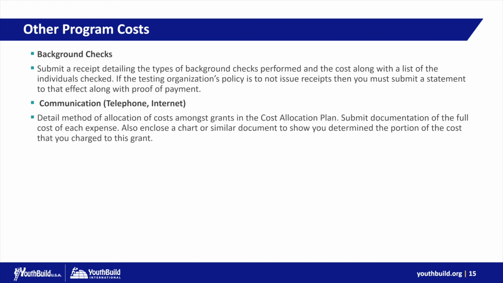If you're submitting communication costs such as telephone or internet, we would like to see a detailed method of allocation of costs among grants in your cost allocation plan. Please submit that documentation of the full cost of each expense and also enclose a chart or similar document to show that you determined the portion of the cost to AmeriCorps and to these other grants.